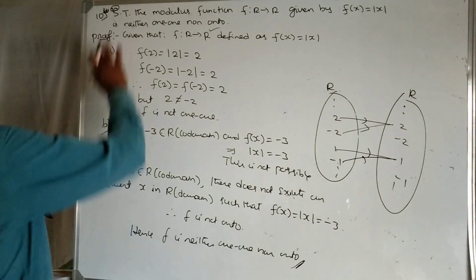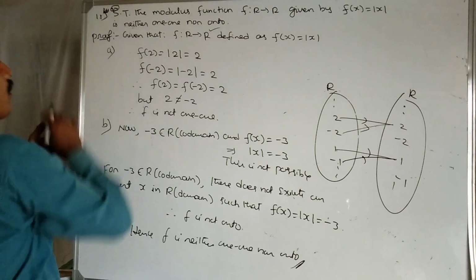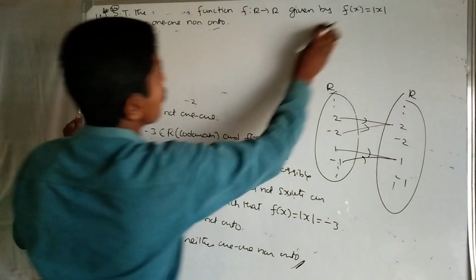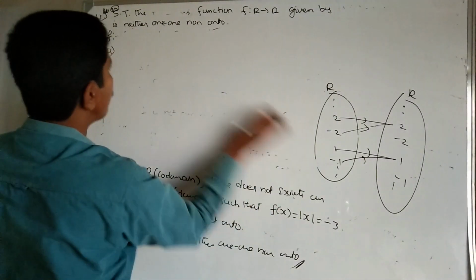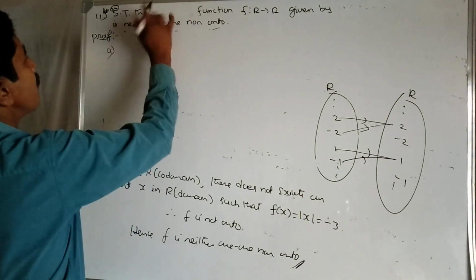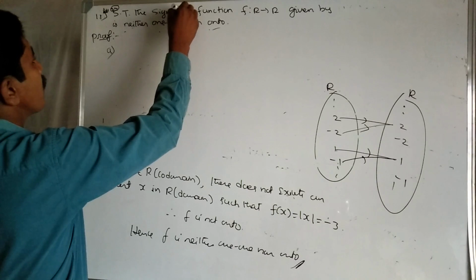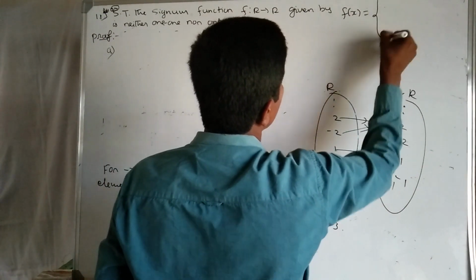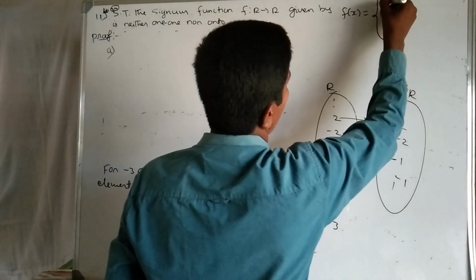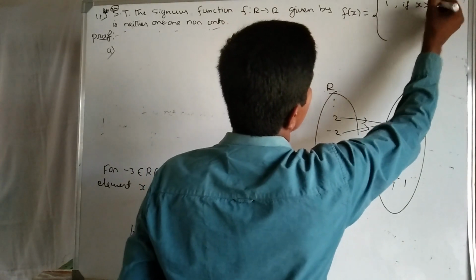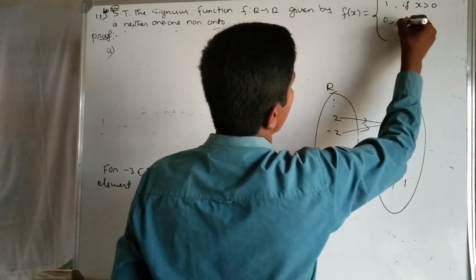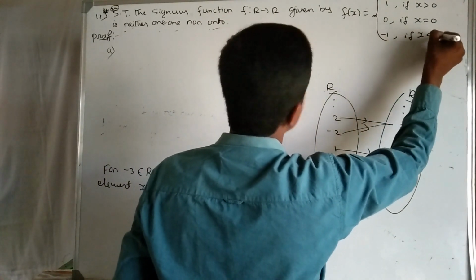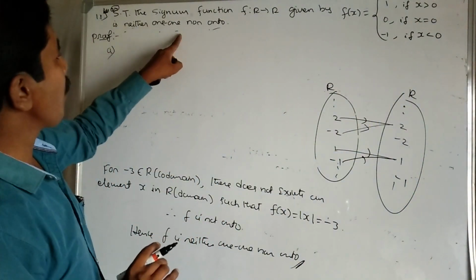Now we go for the next problem, the 11th problem. Show that the signum function f from R to R given by f of x equal to 1 if x greater than 0, 0 if x equal to 0, minus 1 if x less than 0, is neither 1-1 nor onto.